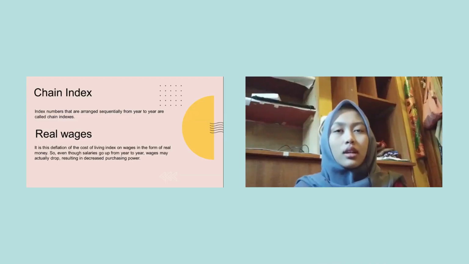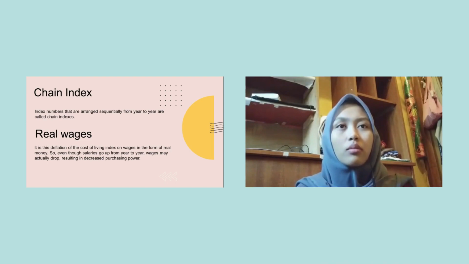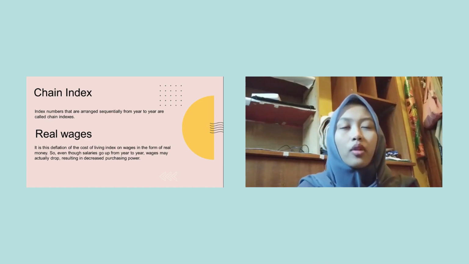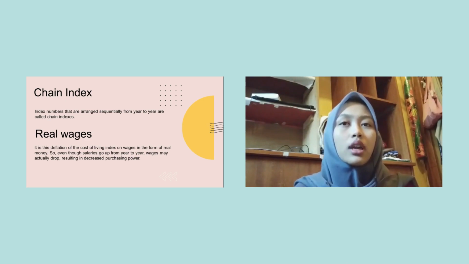Chain index and real wages. Chain index is index numbers that are arranged sequentially from year to year, called a chain index. Real wages. It is the deflation of the cost of living index on wages in the form of real money. So, even though salaries go up from year to year, real wages may actually drop, resulting in decreasing purchasing power.